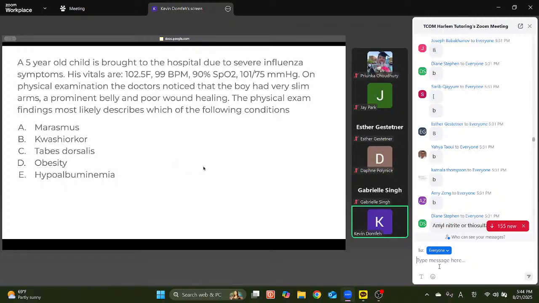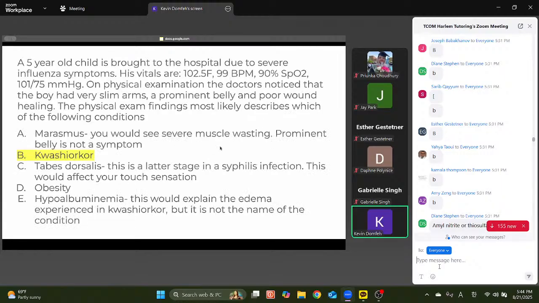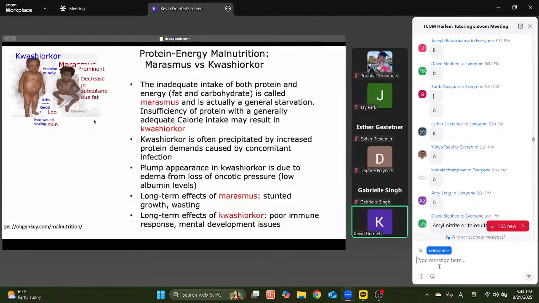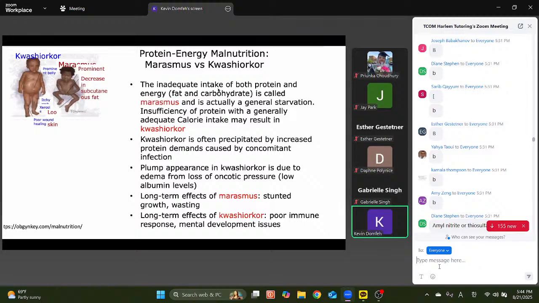So with E, exactly, it's a good thing you asked that. E does happen in kwashiorkor, right? That would explain the edema. However, the overall condition is kwashiorkor, right? And this is just basically the slides showing that.